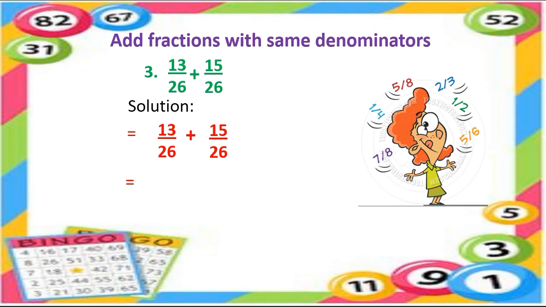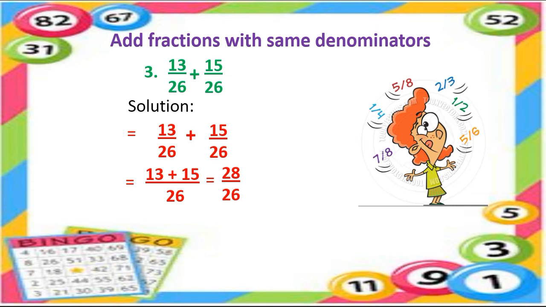Is equal to sign, 13 plus 15 divided by 26. Now we will add the numerators' value 13 plus 15. So after adding them, we will get another fraction which is 28 upon 26. Now what is the next step? Can we reduce them further? Yes, we can reduce them further.